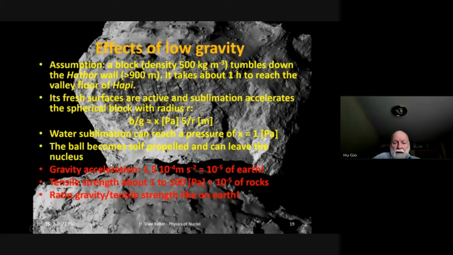In total, the gravitational acceleration on the comet is 10 to the minus 5 of the gravitational acceleration on the surface of the Earth. And on the other hand, the strength of the material which we observe and which we calculate for models is in the order of 1 to 100 pascals. And this is about 10 to the minus 5 the tensile strength of Earth rocks. So you see that the ratio between acceleration and strength of material is about the same.